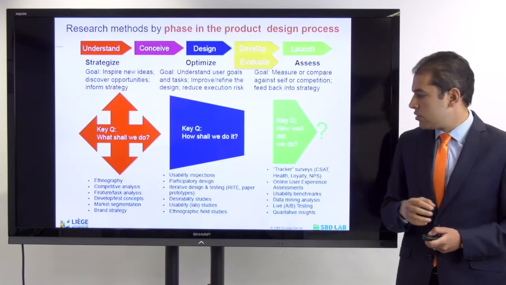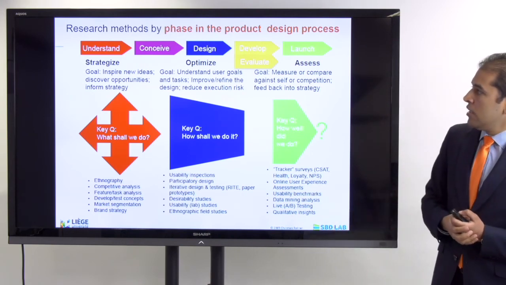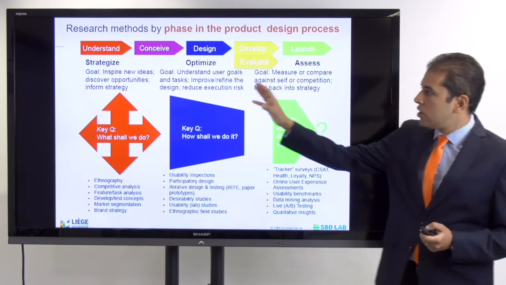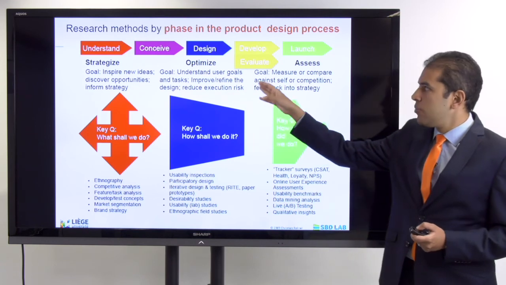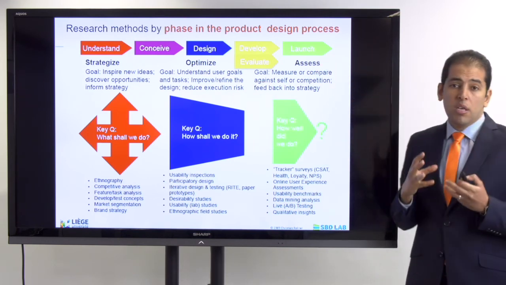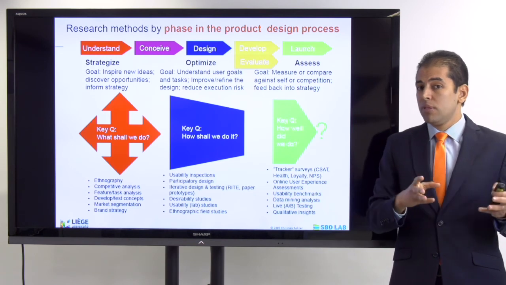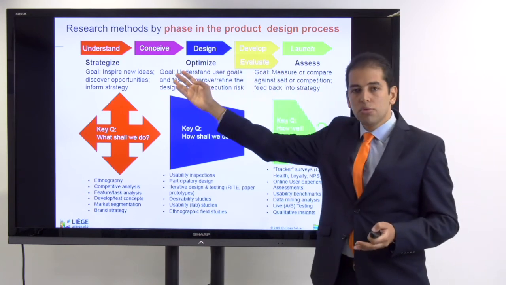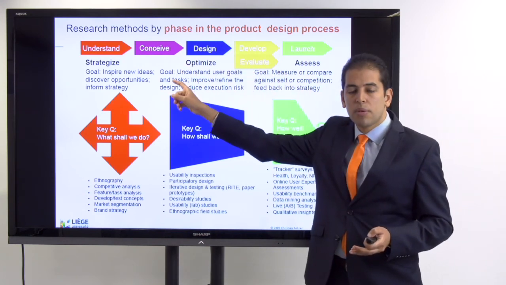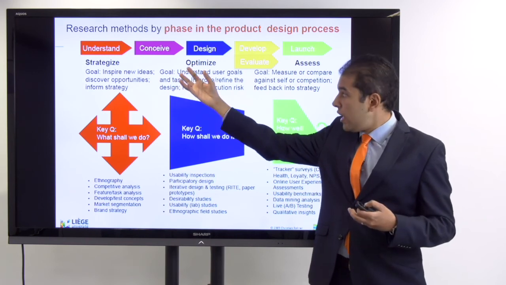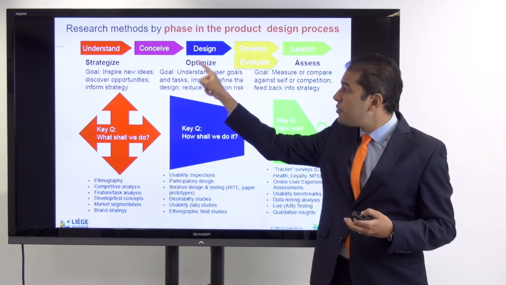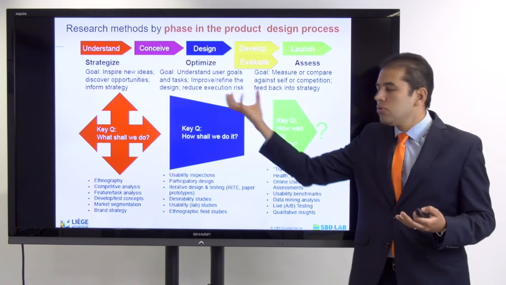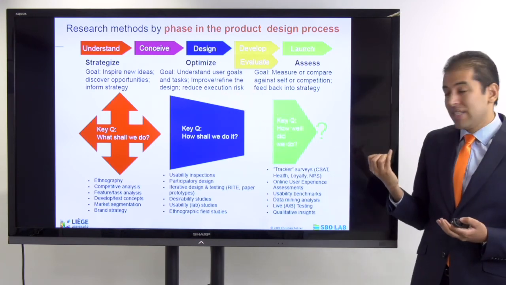Now let's talk about the process. Again, I'm citing Christian Rohrer. Christian Rohrer says that the research methods by phase in the product design process are based on understanding, conceiving, designing, developing, evaluating, and launching. If you decide to do usability testing that is formative, qualitative, most probably you're not going to do that late. You will do it early, during the development of your prototype and your design. From there, you take the feedback to optimize, and the goal is to understand user goals and tasks and improve and refine the design to reduce the execution risk.